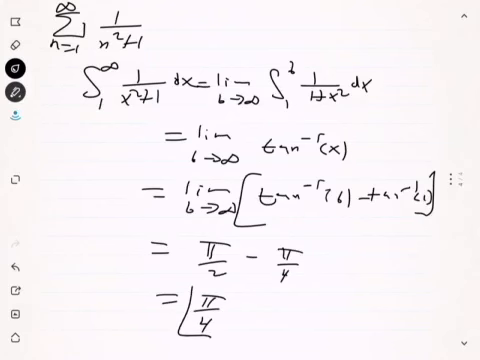However, so this converges, but not necessarily to pi over 4, okay? So the integral converges to pi over 4, but the series converges to something that we don't know. All we care is that it converges.